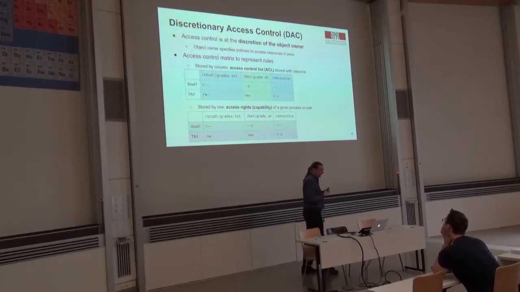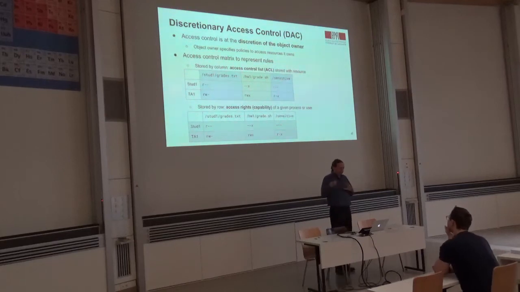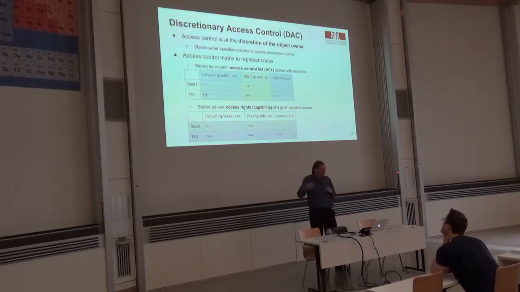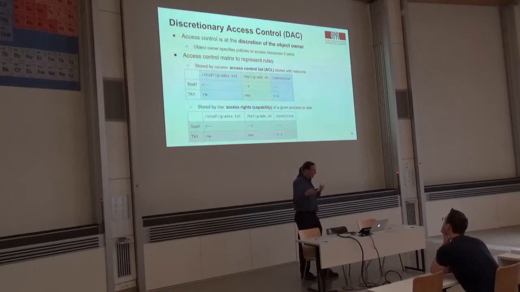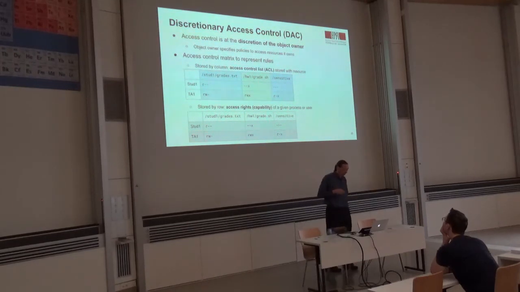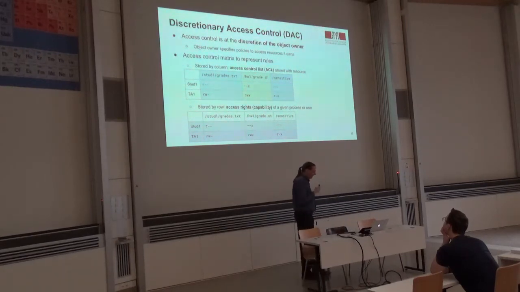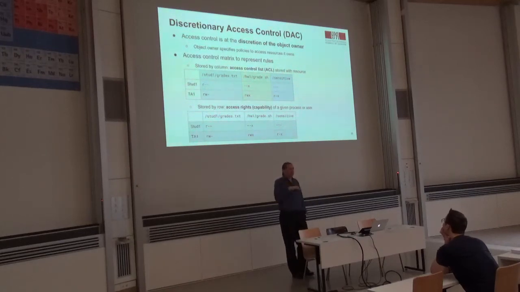Ultimately these access permissions are a matrix, a subject-object matrix, but there are different ways to actually represent that matrix, even in the case of discretionary access control. The two obvious choices are that we could break down the matrix by focusing on the columns, or we could focus on the rows.